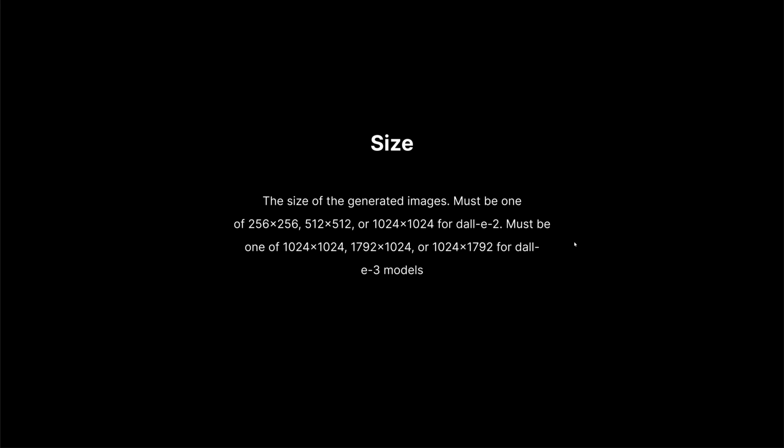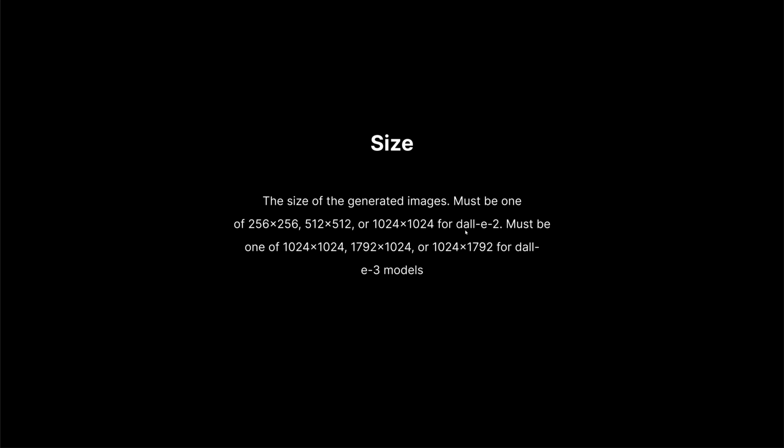And then the next one we have is a size. So which kind of format of size do you want? So you want 256 by 256, which means 256 for the width and 256 for the height, or something like that for Dall-E 2, or we can also provide these ones for Dall-E 3.